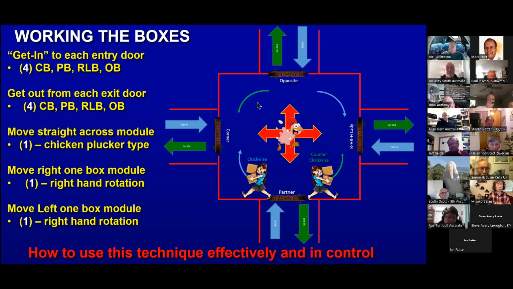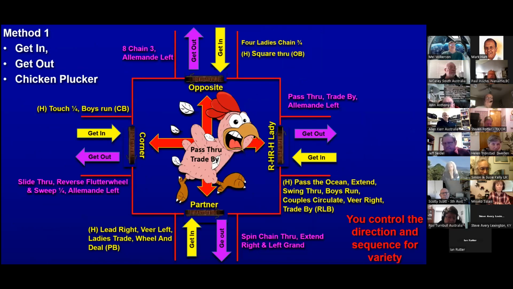So we're going to start with your standard get-ins. Now I've selected a few here. Now this is a very, very busy slide, and this is the simplest part of the technique, using a chicken plucker. So for instance, if I use a get-in to a corner box, and we'll start with a corner box because that's the most familiar.